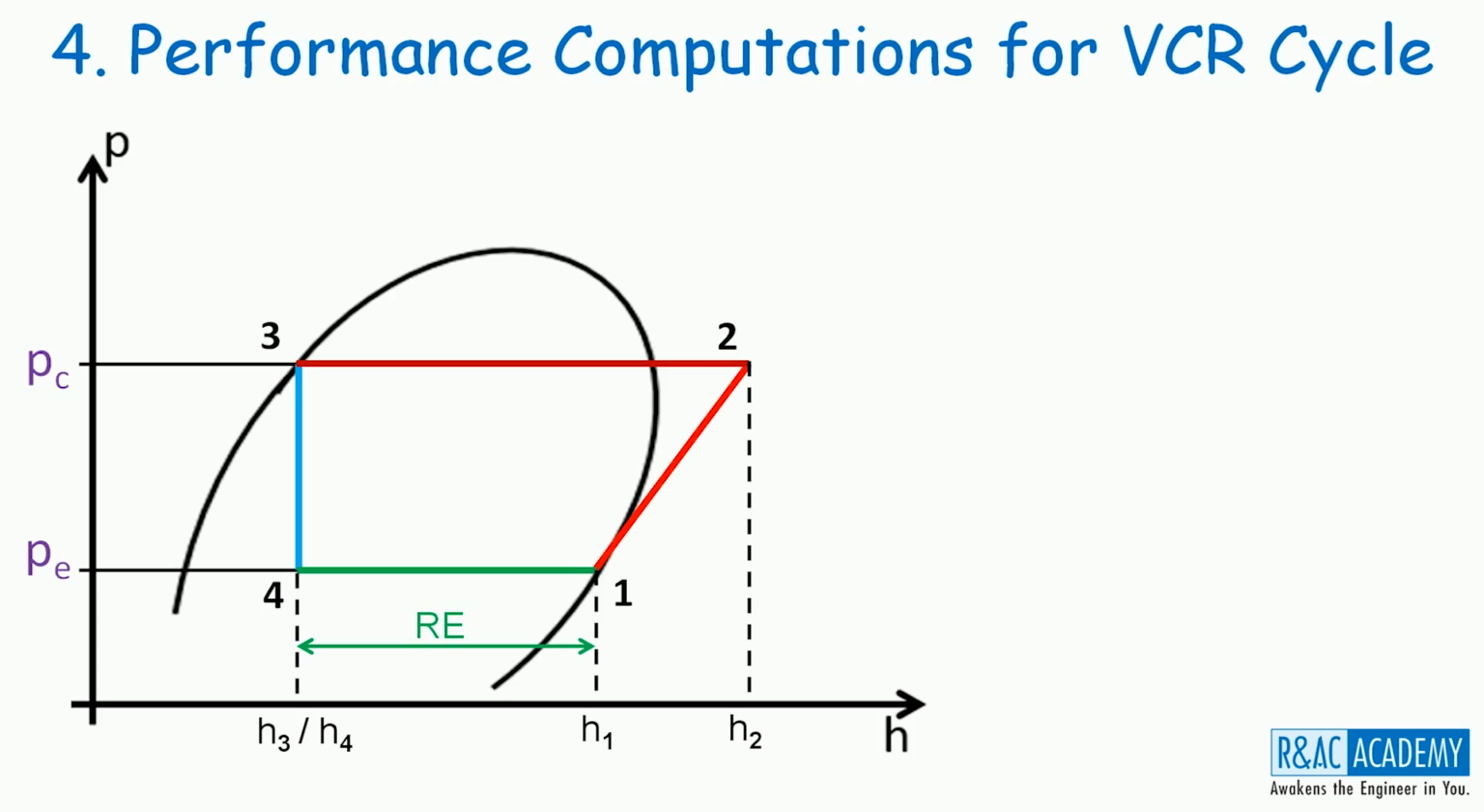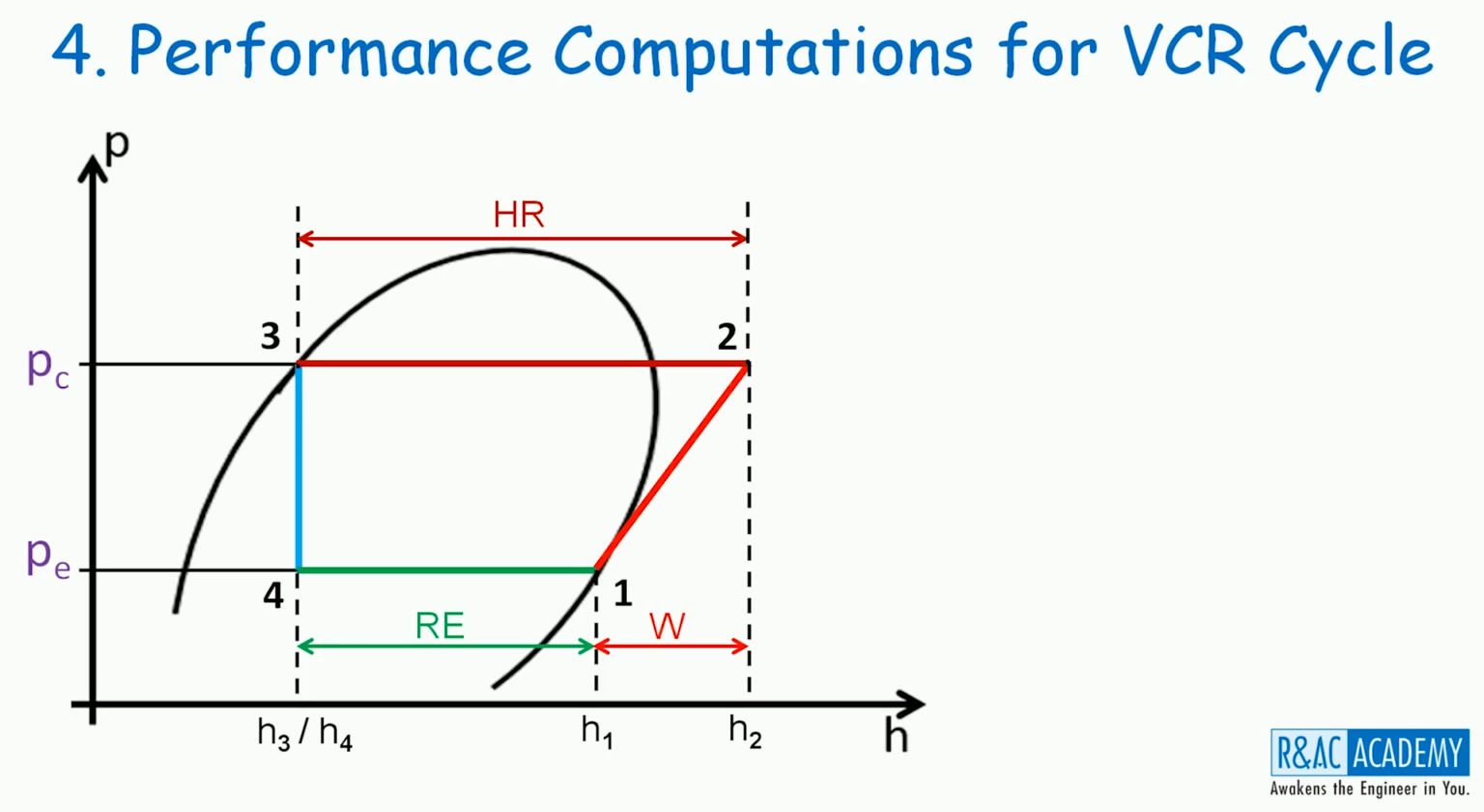Process 1 to 2 happens in the compressor. Therefore, the enthalpy difference between 2 and 1 is nothing but the work energy supplied to the cycle. Process 2 to 3 happens inside the condenser. Therefore, the enthalpy difference between 2 and 3 is nothing but the heat rejected by the cycle. Please note here that we could clearly see HR is equal to RE plus W on this diagram graphically.